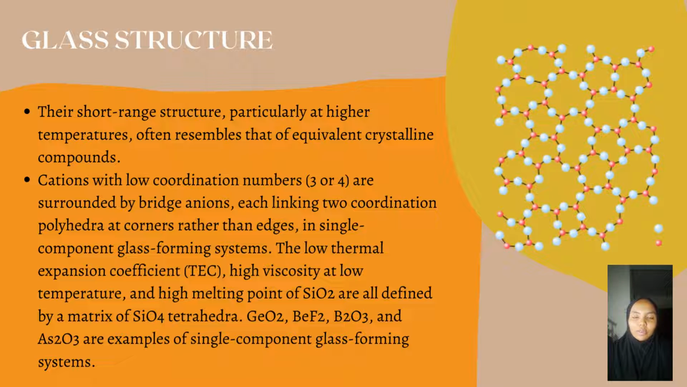The low thermal expansion coefficient, TEC, high viscosity at low temperature, and high melting point of SiO2 are all defined by a matrix of SiO4 tetrahedra. GeO2, BeF2, B2O3, and As2O3 are examples of single component glass forming systems.